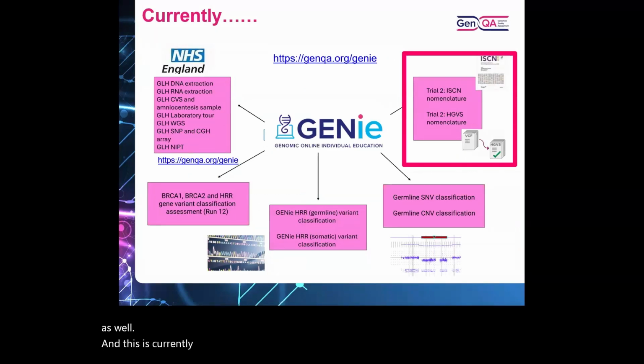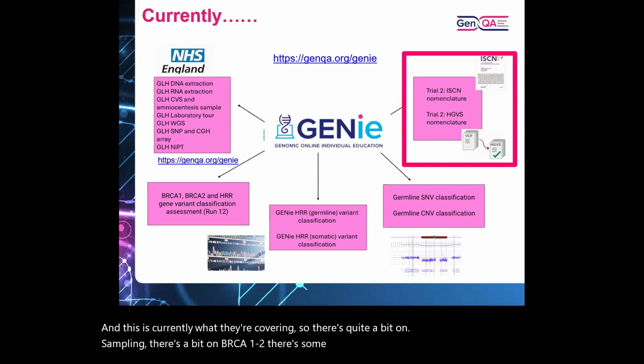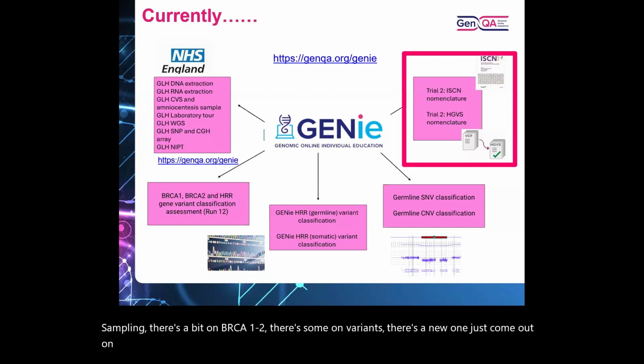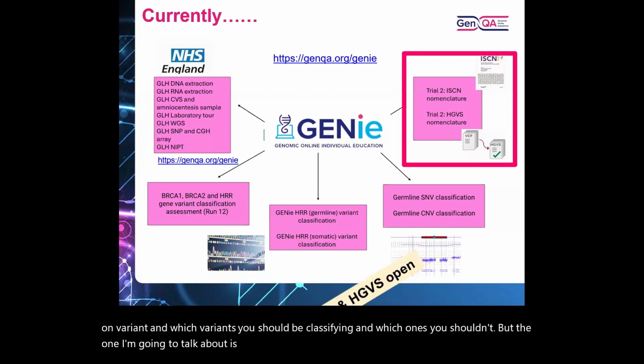So there's quite a bit on sampling. There's a bit on BRCA1, 2. There's some on variants. There's a new one just come out on variants and which variants you should be classifying and which ones you shouldn't. But the one I'm going to talk about is ISCN nomenclature.